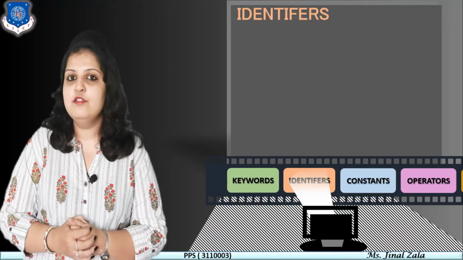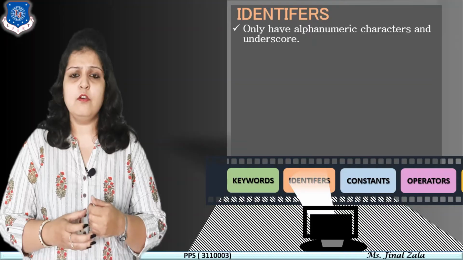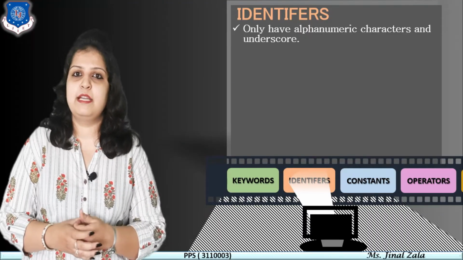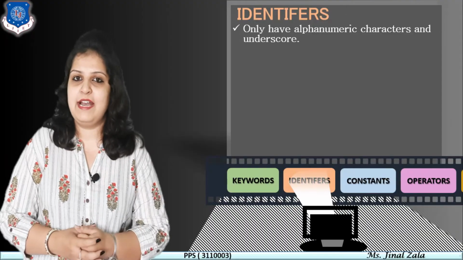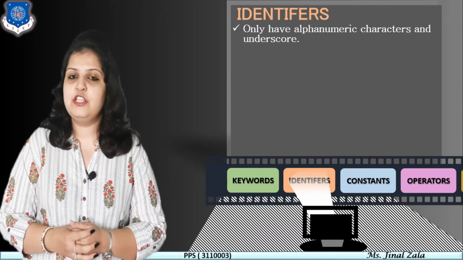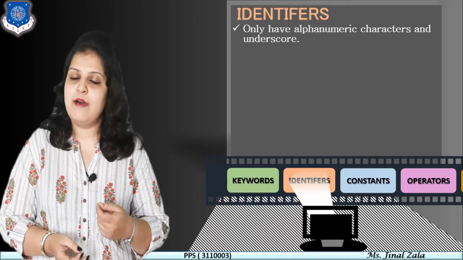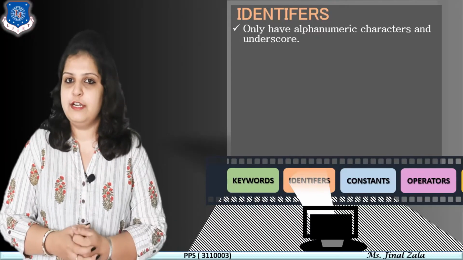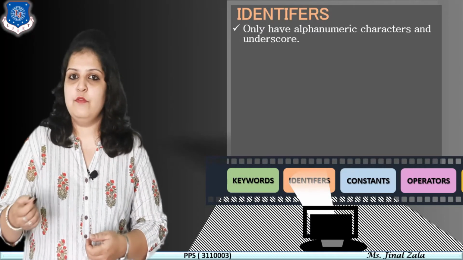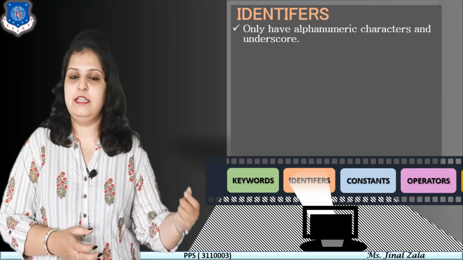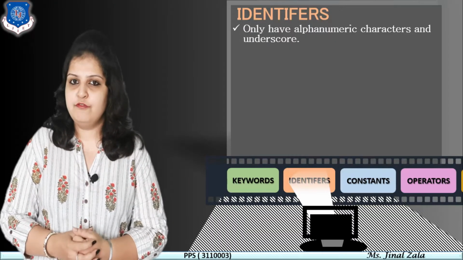So which are the rules we have to follow? Our first rule is to use only alphanumeric characters and underscore. Means when you define one identifier, it is a combination of alphanumeric characters: you can use alphabets, you can use numeric values, and you can also use underscore. Suppose take one example like A1. We can declare it like int A1. So this is our first rule that we have to follow.